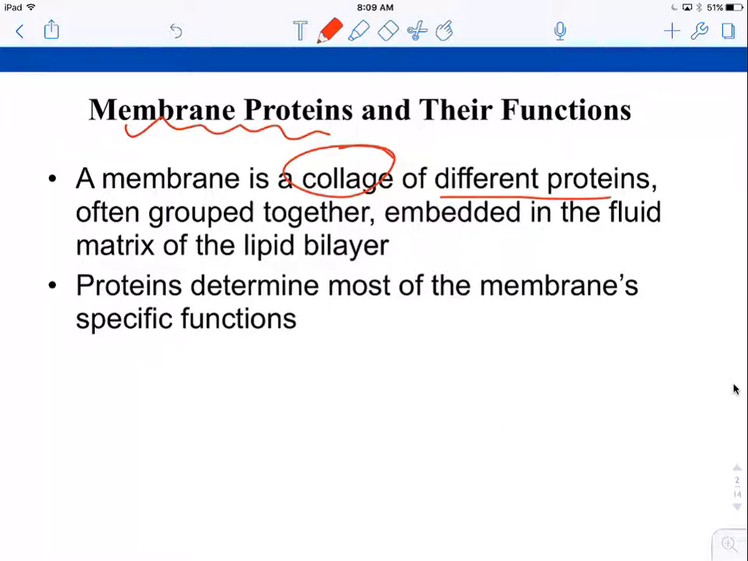So there are a lot of different proteins. Sometimes they're grouped together, sometimes they're not. And the proteins determine most of the membrane's functions. So the phospholipids give it structure, give it its ability to become a barrier, and then the proteins determine the function.